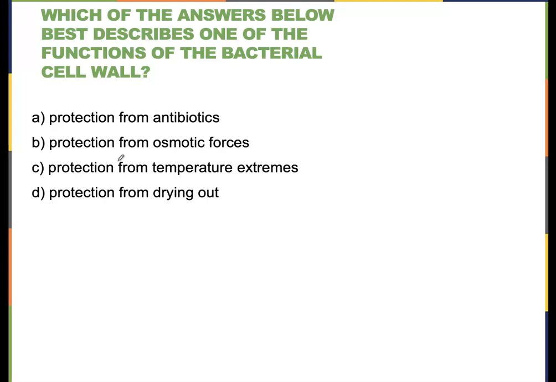Which of the answers below describes one of the functions of the bacterial cell wall? If you look at these, the only one that makes sense is osmotic pressure, because the cell wall does not allow the cell to lyse or burst open. It does not protect from antibiotics. It does not protect against temperature extremes, and does not protect from drying out. The drying out is your capsules and your slime layers.